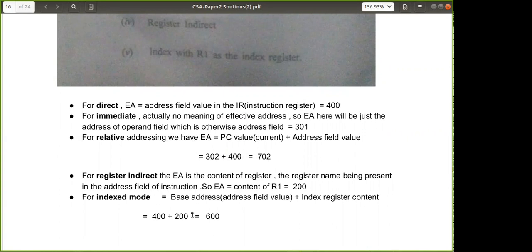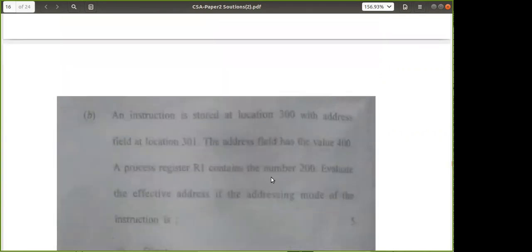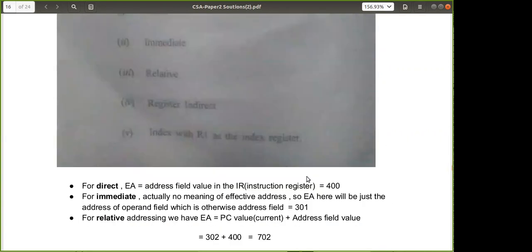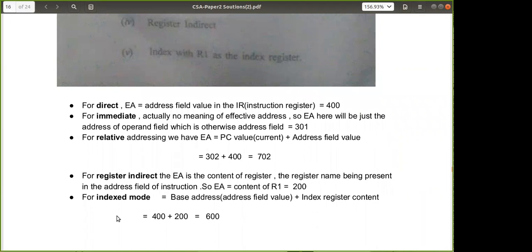And for register indirect, the register value is 200, so in that case the answer is 200. In case of index mode, we need a base address. Here the base address is 400, and then we look at the register content, which is 200. So the output is 600.